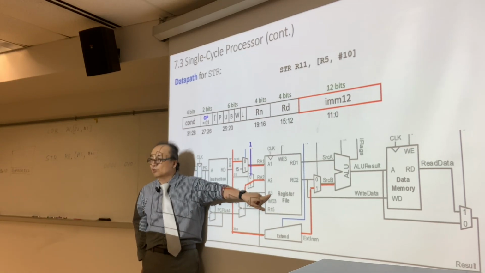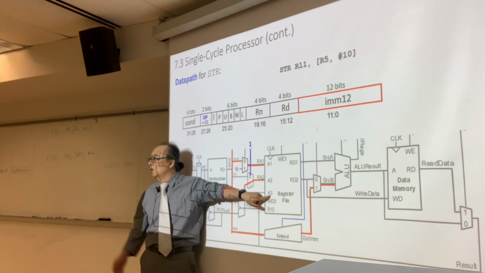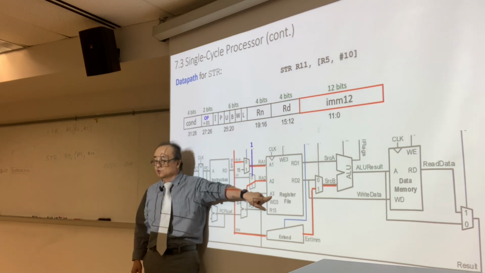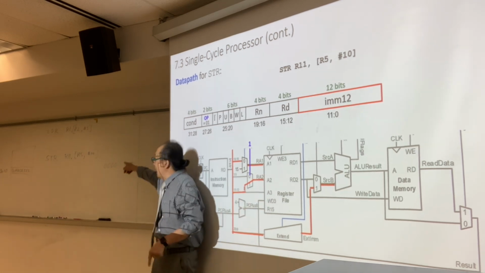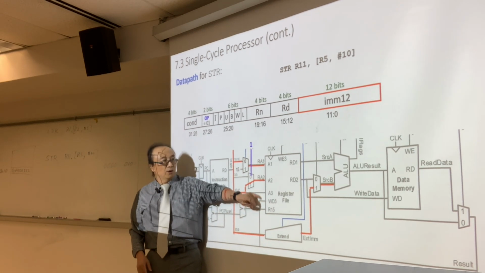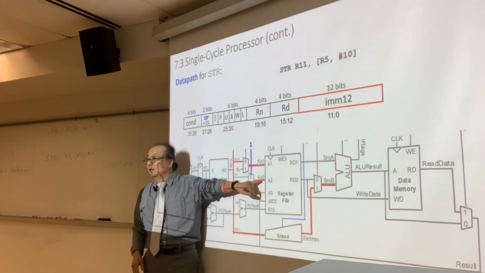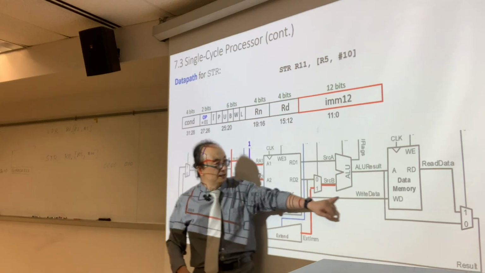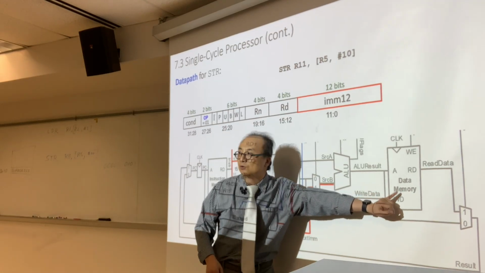Because this A3 is our destination register for add, subtract, LDR, all other instructions, so we need to write back to A3. However, for the store, we have to read the content. That's why we're going to feed this in here, and we're going to bypass. We have to store that content into memory.